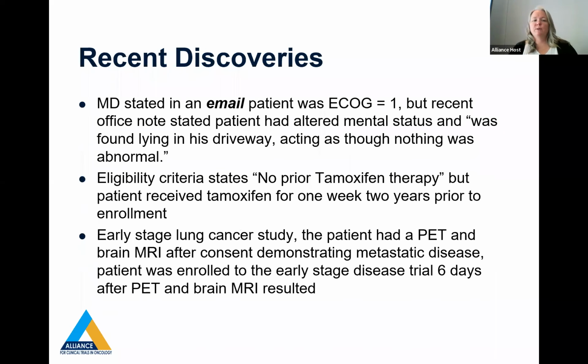And then we put this in here about recent discoveries, talking about things where we've determined they're eligible and then something changes and they're not. So like the MD note stated in an email that the patient had an ECOG of 1, but then you notice that the recent office note says that the patient had altered mental status, was found laying in the driveway and acting as though nothing was abnormal. So obviously something has changed and their performance status needs to be readdressed before you determine their eligibility.